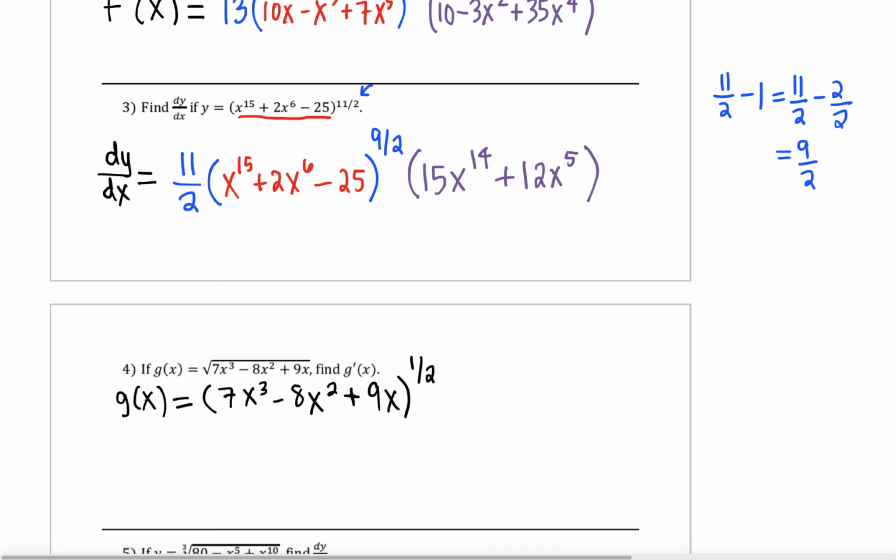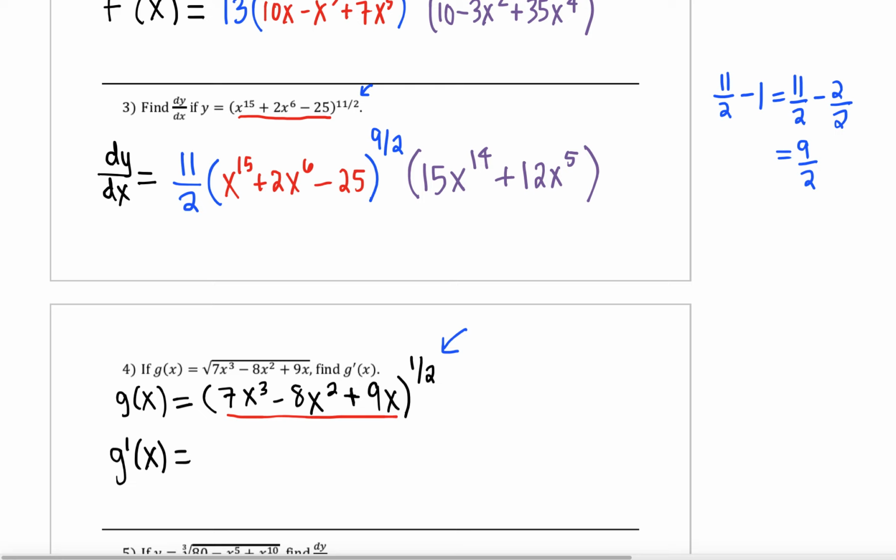Now from here, it's set up similar to examples we've seen up above, and I can apply that chain rule directly. Why don't you guys pause the video here and decide what your inside function is and what your outside function is, and then we'll check it. Our inside function here would be the 7x cubed minus 8x squared plus 9x, and our outside function would be that square root, or that 1/2 power overall.